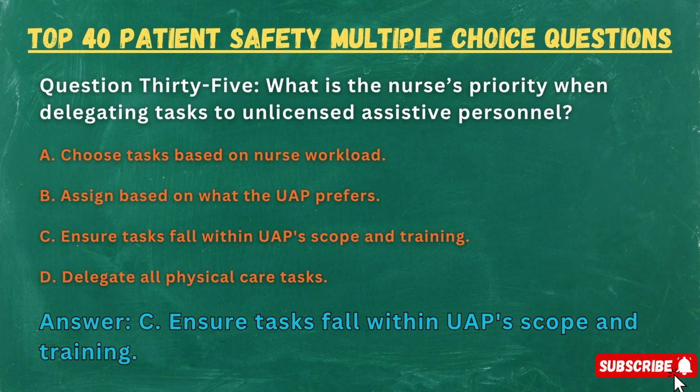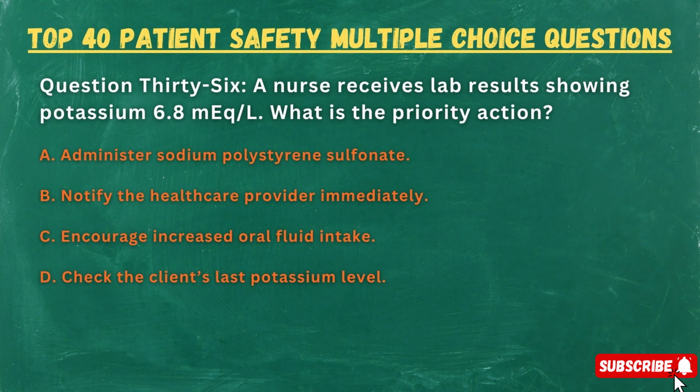Answer: C. Headache and visual changes. Question 36. A nurse floats to the maternity unit. Which assignment is most appropriate? A. Unstable preeclampsia client on magnesium sulfate. B. Laboring client with fetal distress. C. Postpartum client needing discharge teaching. D. Client with shoulder dystocia during delivery.